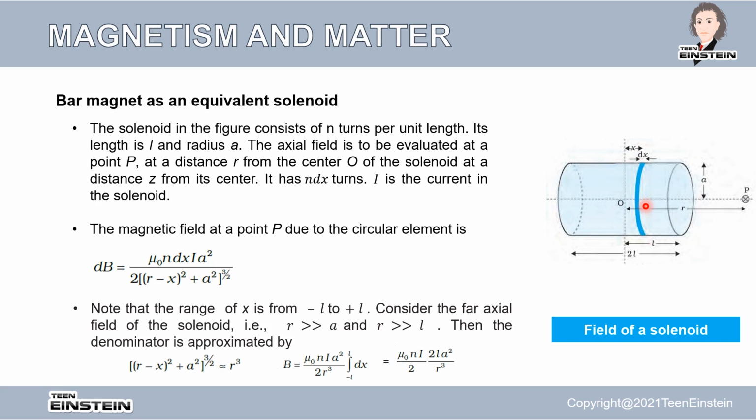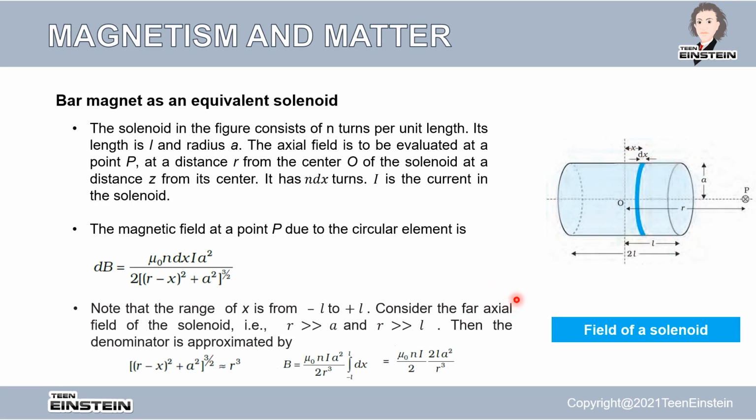Now, if you want to find the magnetic field at point P due to the circular element, we already derived this in the last lecture. So dB equals mu 0 n dx I a square divided by 2 into (r minus x) the whole square plus a square, the whole power 3 by 2. Here x is the distance of this element from the center, and the range of x is from minus L to L, because that is the length of the solenoid.